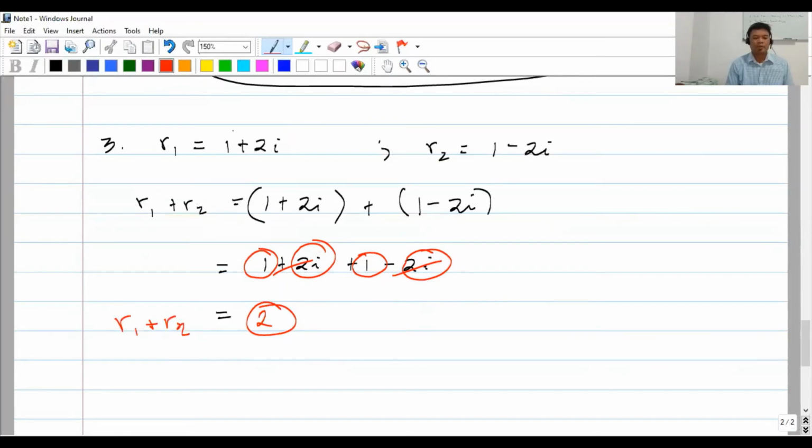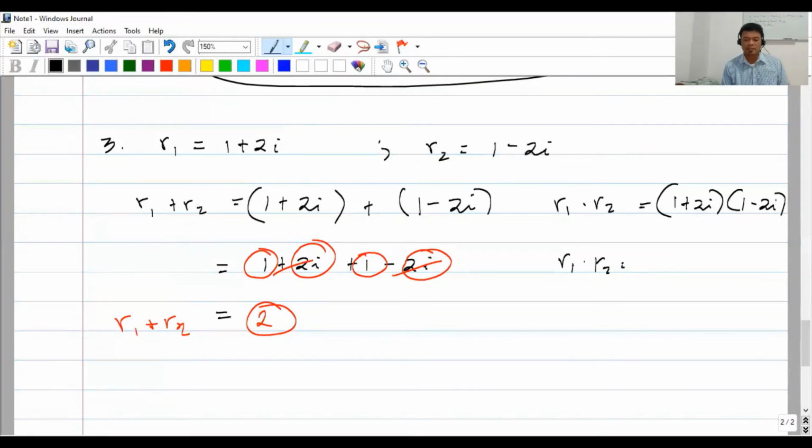Okay? Whereas in our product, we have R1 times R2 equals 1 plus 2i and 1 minus 2i. If you notice, our factors here are factors of a difference of two squares. Remember? Difference of two squares. So we have 1 here and 1 there, 2i and 2i there, but they have different signs.